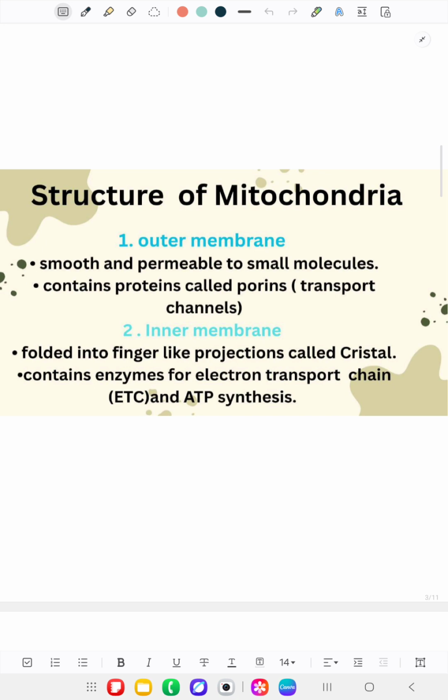Structure of mitochondria. First, outer membrane: smooth and permeable to small molecules, contains proteins called porins, which are transport channels. Second, inner membrane: folded into finger-like projections called cristae, contains enzymes for the electron transport chain, that is ETC, and ATP synthesis.